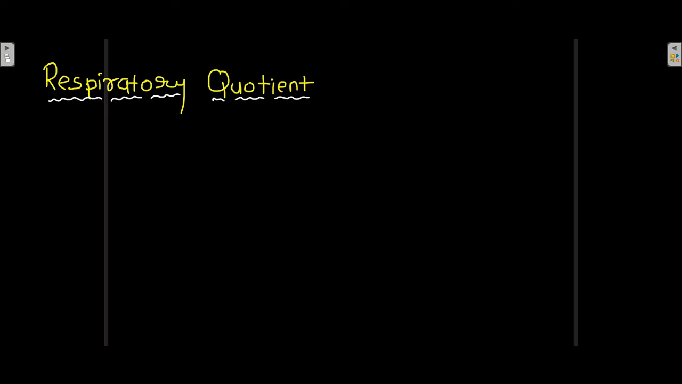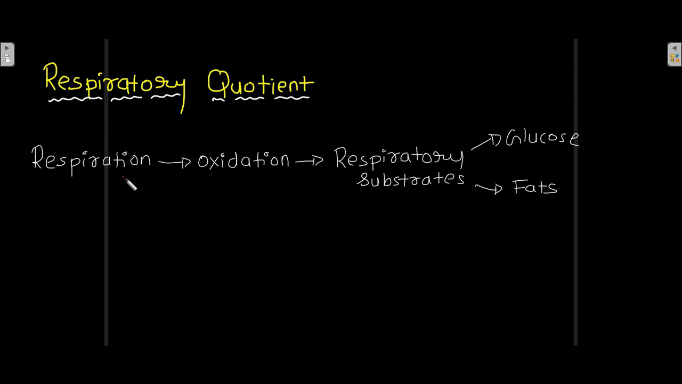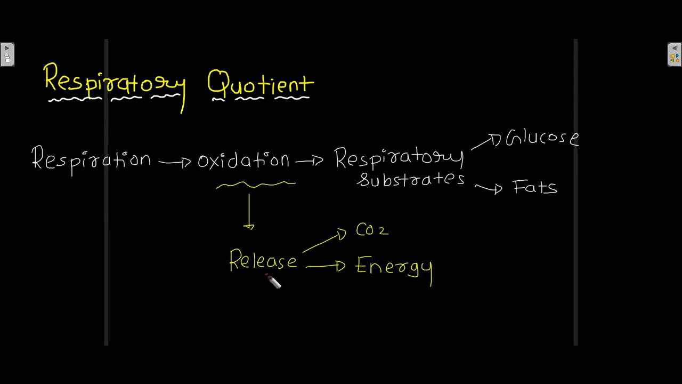Respiratory quotient. Now, respiration involves oxidation of respiratory substrates such as glucose and fats. The oxidation of respiratory substrate results in a release of carbon dioxide with energy. When there is oxidation of the respiratory substrate, two things are released. First thing is carbon dioxide and the second thing is energy.